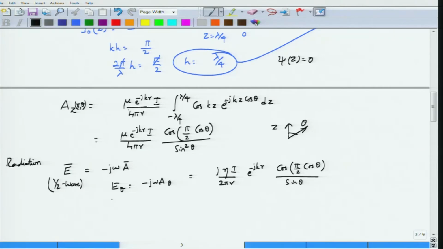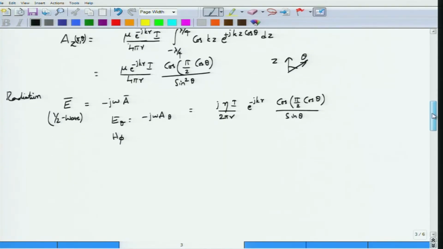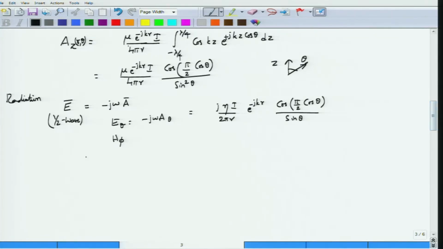From this, if you are interested, you can find out what the H phi component would be, but you do not really need to do that, because to obtain the average power density, you just need the magnitude of E theta itself. So, it would be E theta square divided by 2 eta, and what direction would the pointing vector be? It would be along the radial direction.